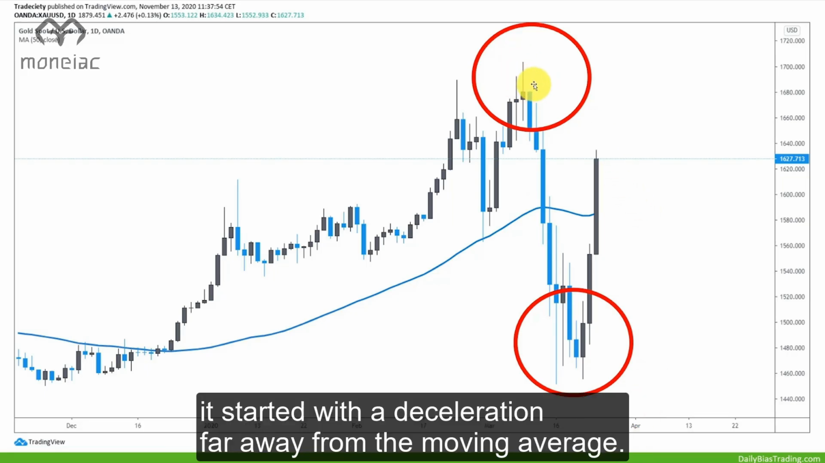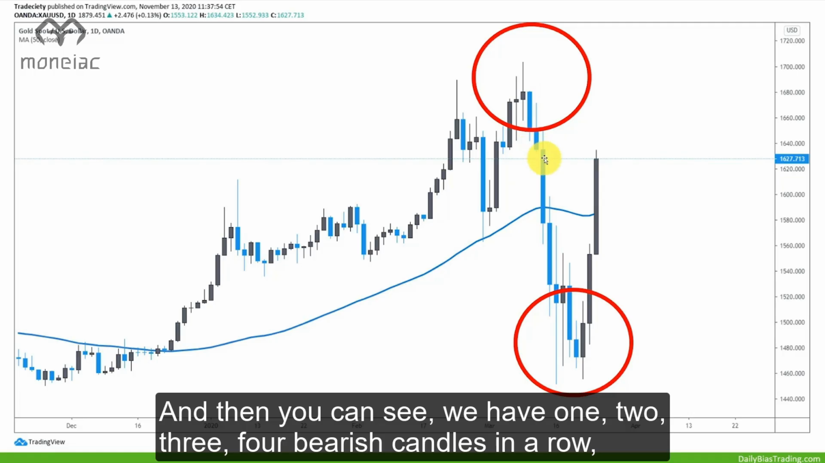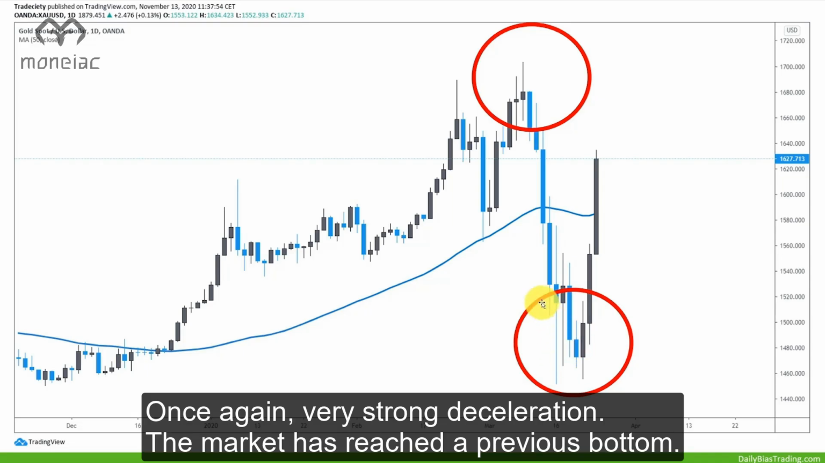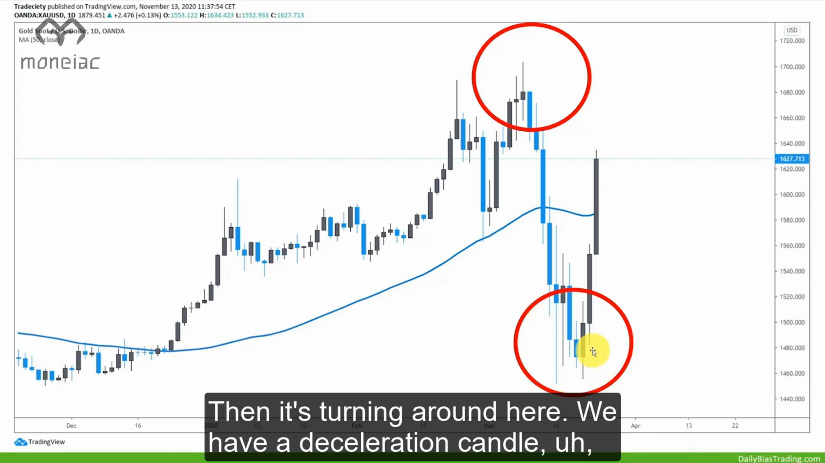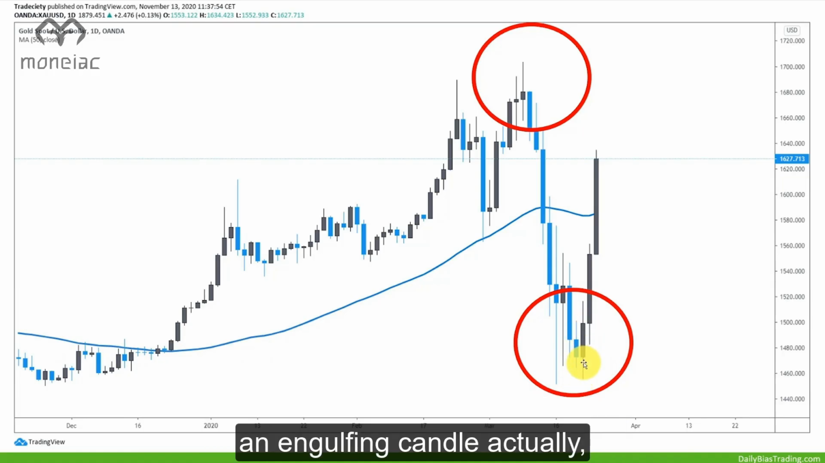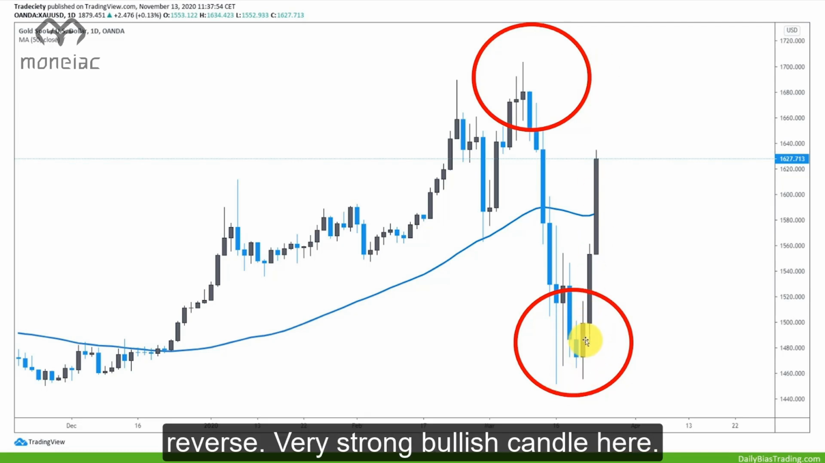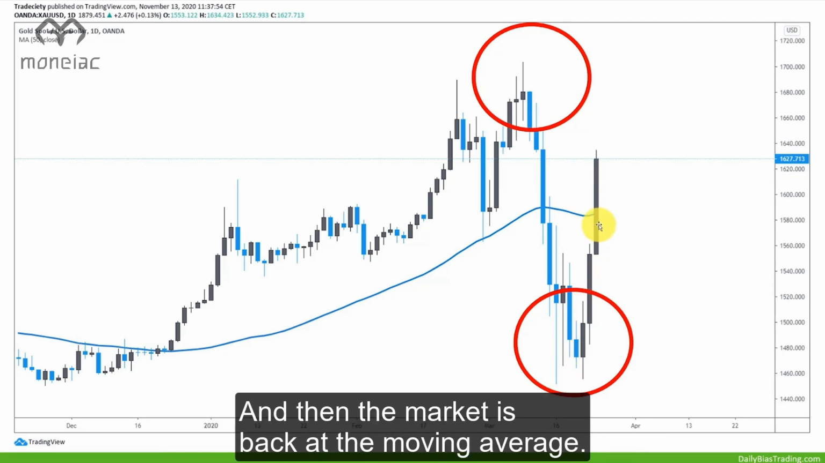And again, it started with a deceleration far away from the moving average. And then you can see we have 1, 2, 3, 4 bearish candles in a row, very strong. And then something is changing once again. Very strong deceleration. The market has reached the previous bottom. Then it's turning around. Here we have a deceleration candle, an engulfing candle actually, which is giving you the opposite information, that the market is ready to reverse. Very strong bullish candle here, and then the market is back at the moving average.